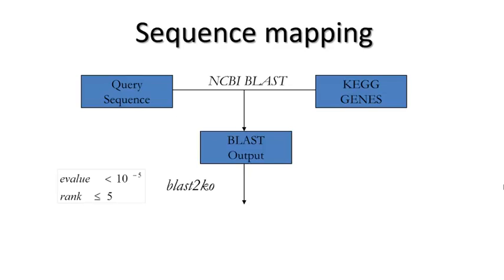Cobus then ran BLAST to find the KEGG genes that have similar sequences as your query. Here, a default e-value cutoff of 10 to the power of minus 5 is applied. For some reason, not all the genes in KEGG have been linked to pathways. So we applied a default rank cutoff of 5, meaning that if all top 5 BLAST hits do not have a pathway linked to it, we give up.